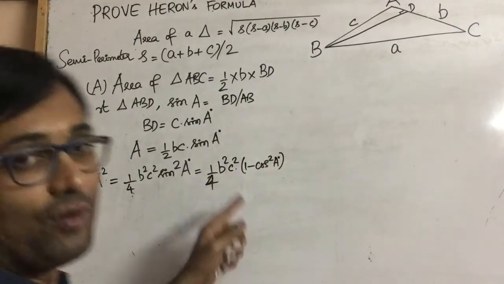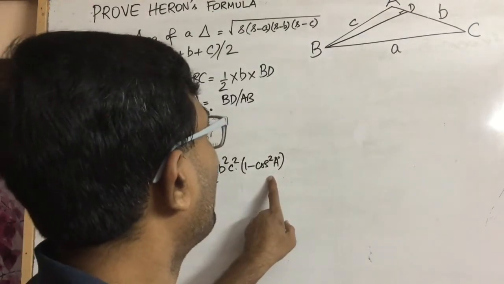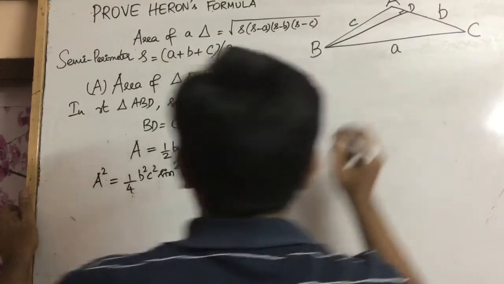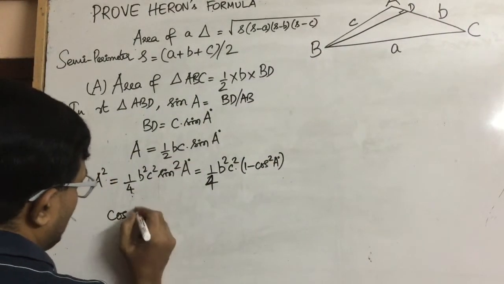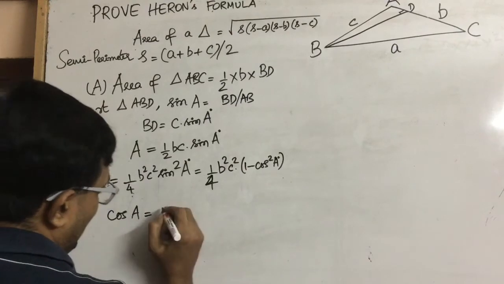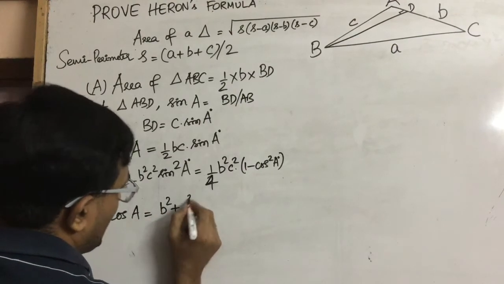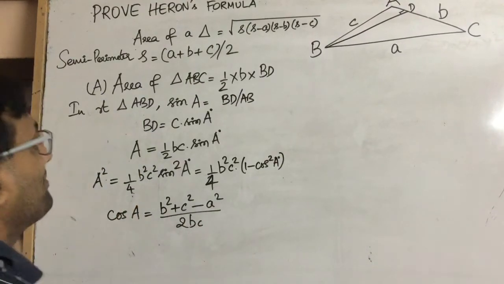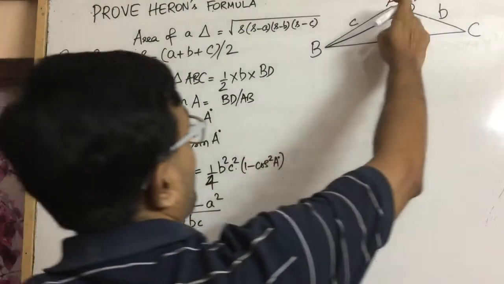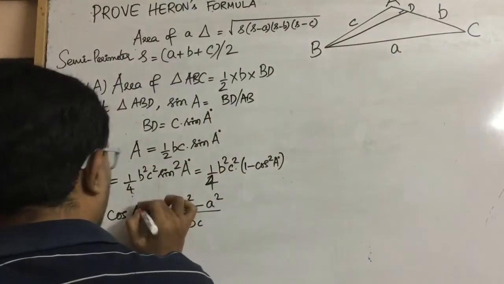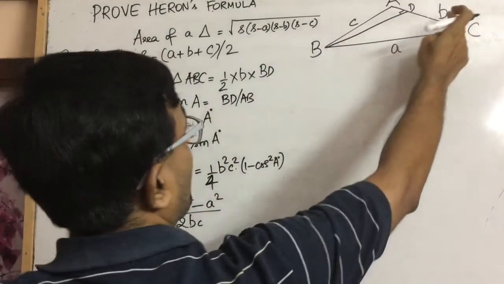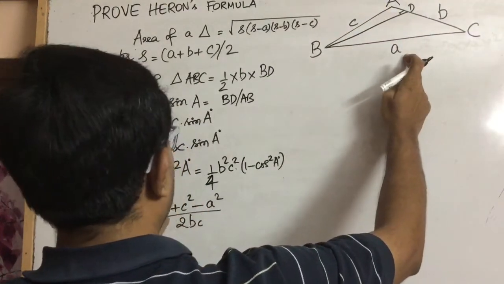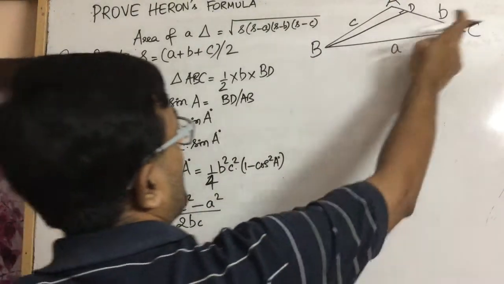Now, from this point, we will be using the law of cosines. In any triangle ABC, the law of cosines states that cos of angle A is given by this expression. That is, cosine of this angle A will be given by (b squared plus c squared minus a squared) divided by twice bc.